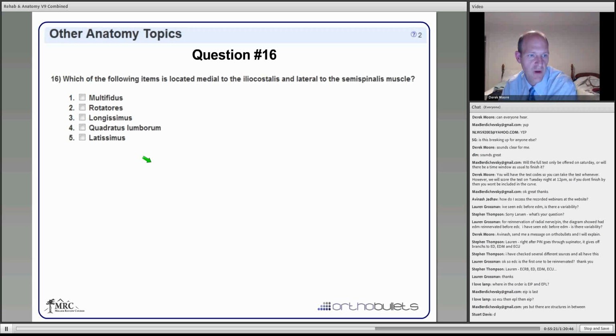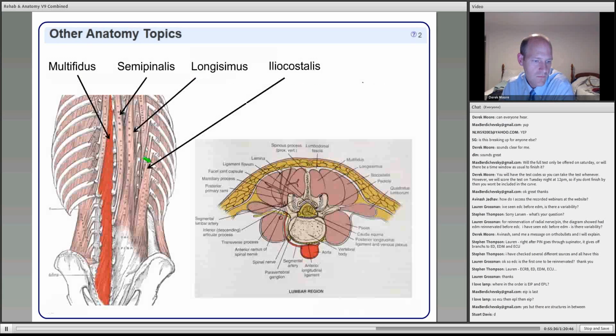So last spine question, which of the following items is located medial to the iliocostalis and lateral to the semispinalis muscle? So to get this right, you basically need to know the muscular structures in the posterior lumbar spine. And this illustration basically shows the 4 muscles that you need to be familiar with. Most medially superficial is semispinalis. Actually medial to that, but deep, is the multifidus muscle.